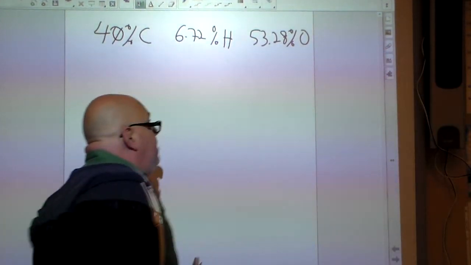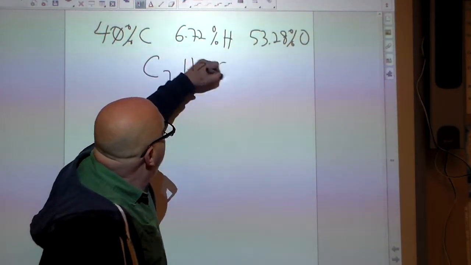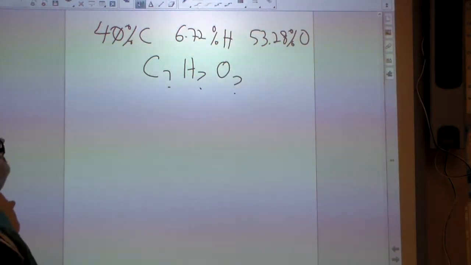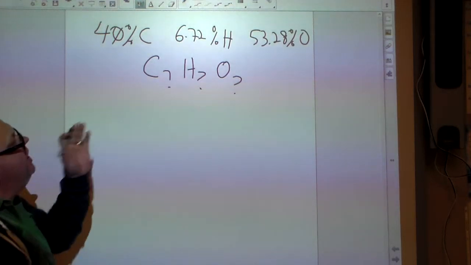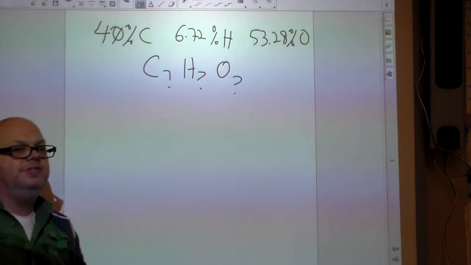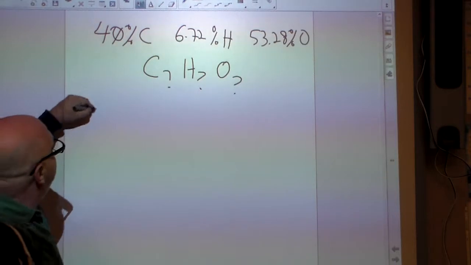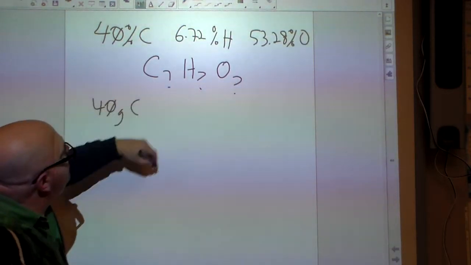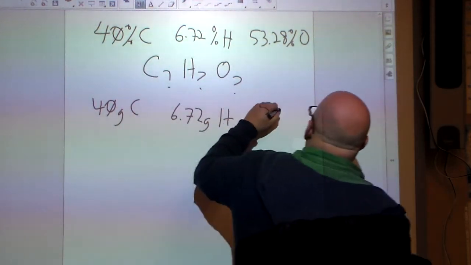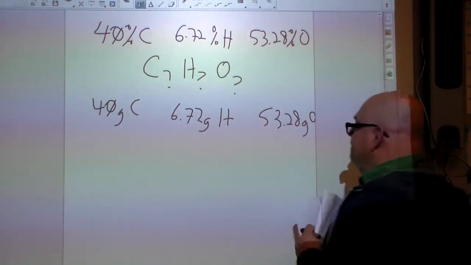Okay, let's go back. So we need to know, what's our formula? What is the formula that we have here? So we need to change this into grams. Why? Because we have 100 grams of the stuff. Let's make this simple. In 100 grams, we'll have 40 grams of carbon, 6.72 grams of hydrogen, 53.28 grams of oxygen. Okay?